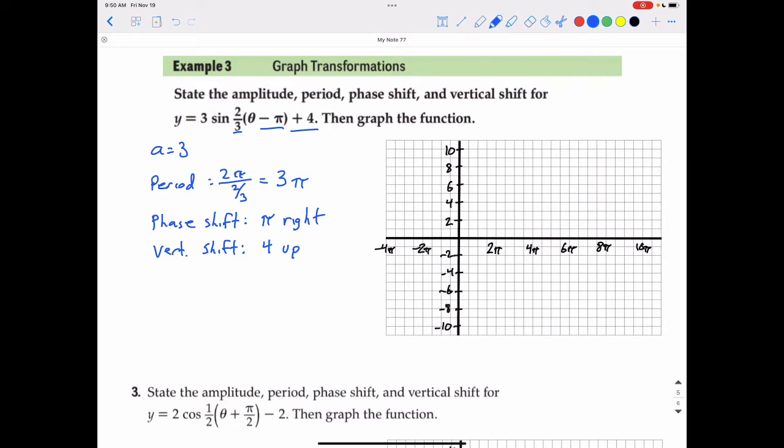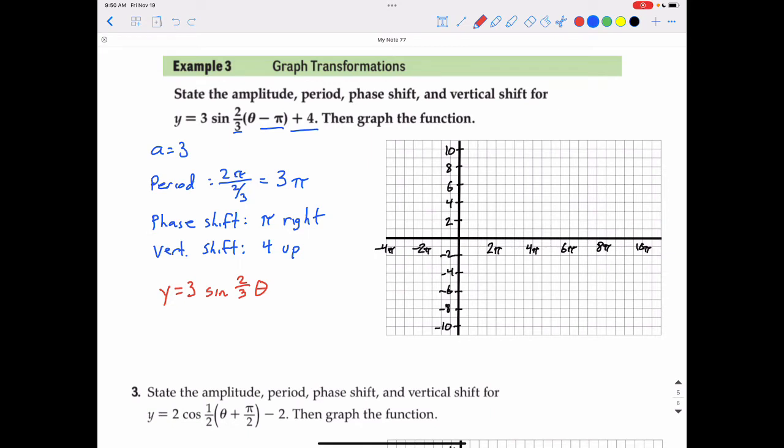So to graph this function, I'm going to go ahead and graph the parent function, which is y equals 3 sine 2/3 theta. So basically the parent function is going to be everything except for the parts that are involved in the shift. So ignore those parts when you graph the first part. So y equals 3 sine 2/3 theta. It is going to have the same amplitude and period as the final graph.